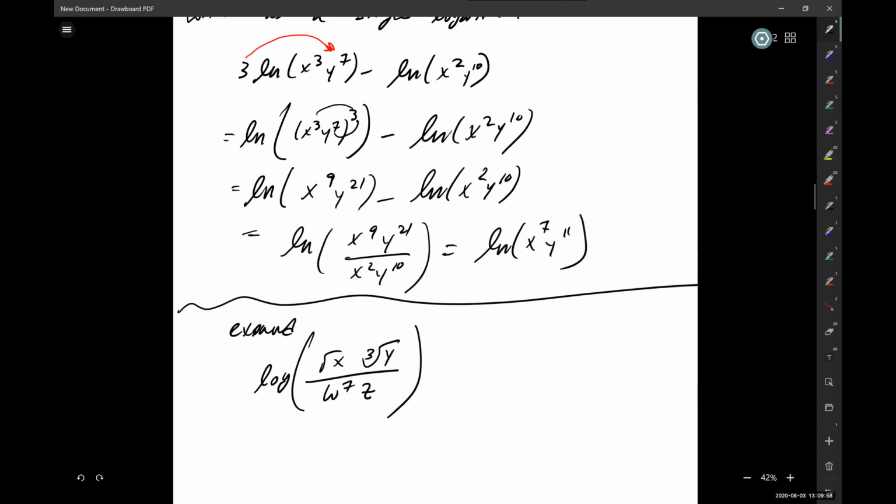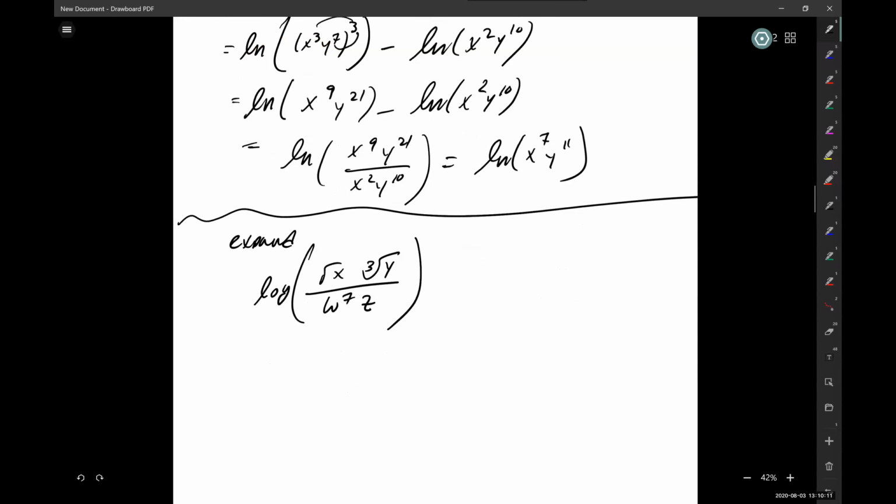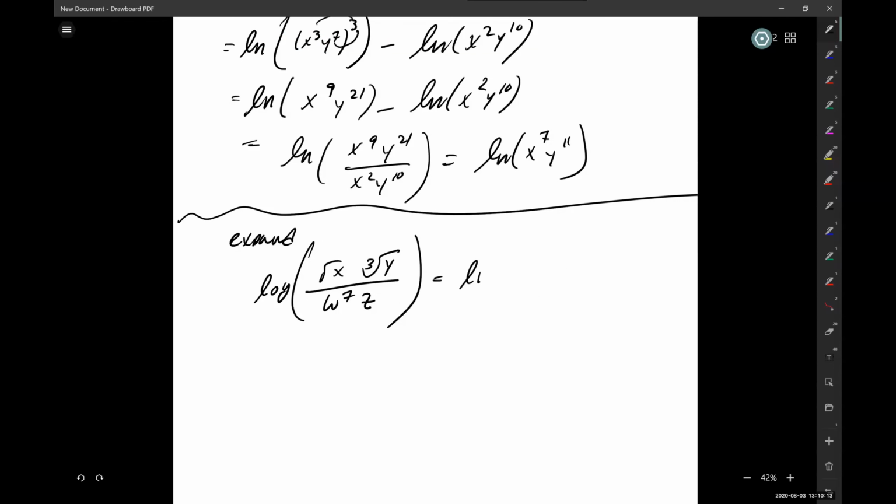So we have the log of the square root of x times the cube root of y, all over w to the 7th times z. When it comes to logarithms, we always want to write everything in terms of exponents. So my first step is to change these square roots and cube roots into a 1/2 power and a 1/3 power, respectively. And we're going to keep the w to the 7th. Technically, you can write that first if you want. It doesn't really matter in this case.